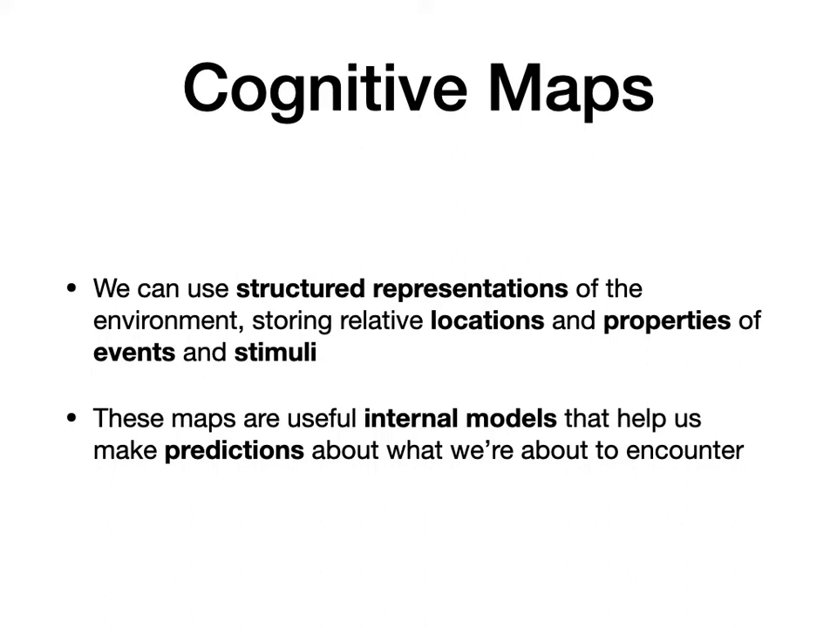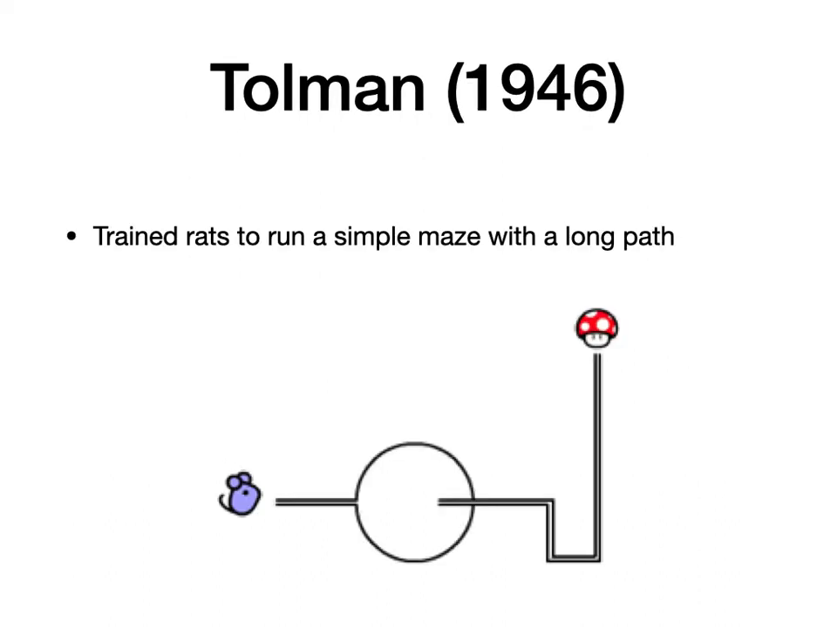Now, let's look at an experiment that really kind of shows how this works. Tolman, 1946. Tolman trained rats to run this very simple maze with a long, winding path here, right? Rat goes in, there's a little foyer kind of type circle area, and then they run up this little, presuming it's a ramp, and then they got to make a couple of turns, and then they find the food.